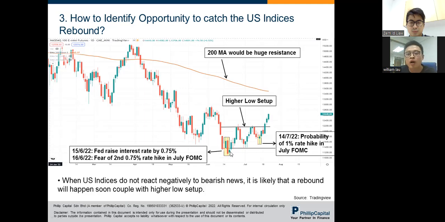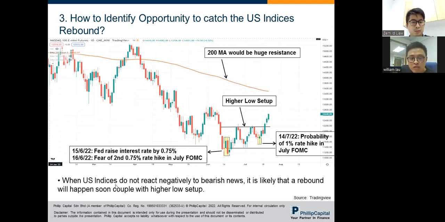But after that news, even here, after 1 month, this is 16th of June, after 1 month, there was news again in the market telling you that the US Federal Reserve is going to increase it by 1%. Even that 1% doesn't make the US indexes drop anymore. And it's trying to form a higher low kind of setup, at least 3 higher lows here.